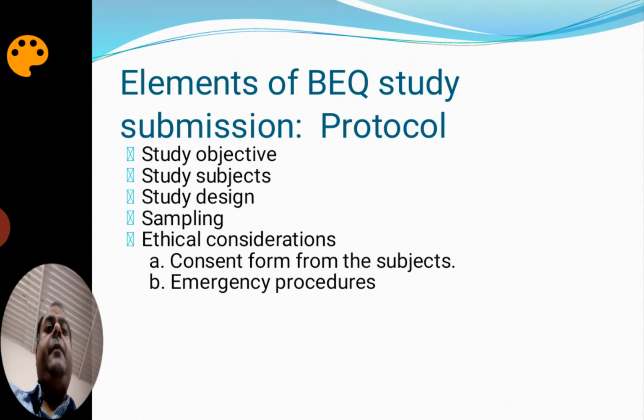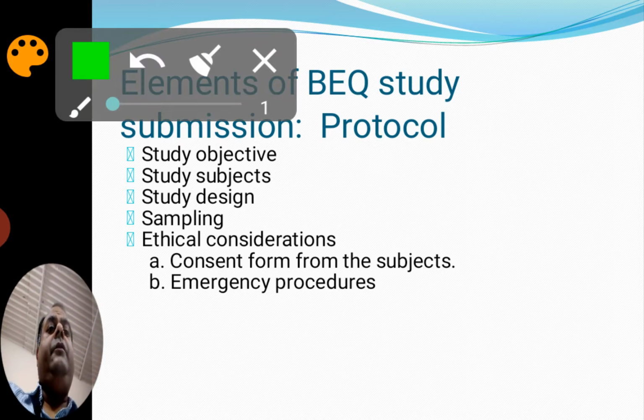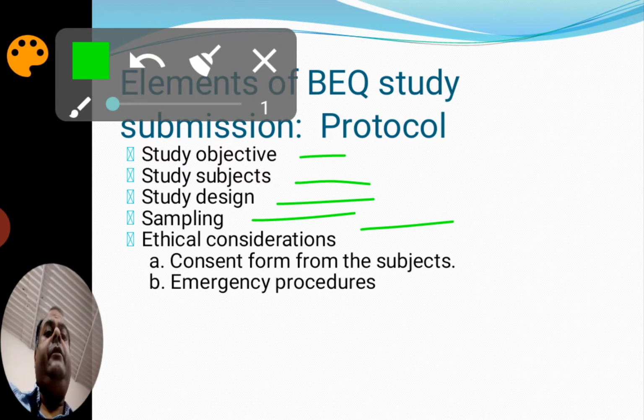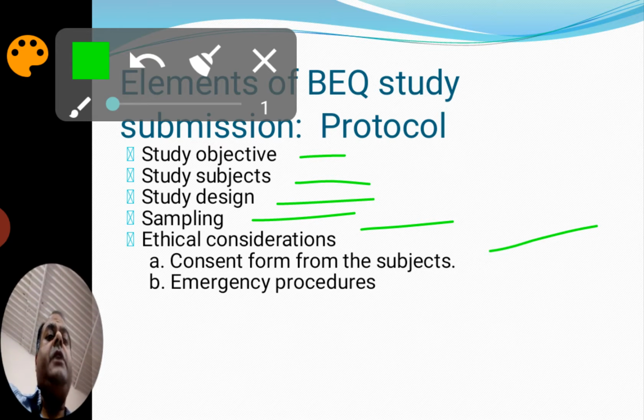So what are the elements of bioequivalence studies? It involves protocol, data submission and the result. The protocol comprises study objective, study subjects, study design, sampling, and ethical considerations. Under ethical considerations, you have consent forms from the subjects, and emergency procedures.